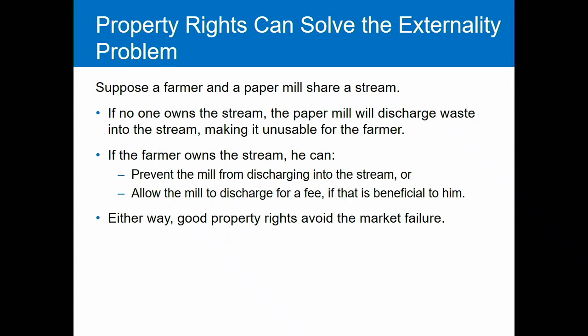So let's say there are property rights. If the farmer owns the stream, he can prevent the mill from discharging into the stream. This is my stream, you're not allowed to put that in there. And if they do pollute it, he can call the legal authorities, take them to court, all these different things to prevent them. Or he can allow the mill to discharge into the stream for a fee.